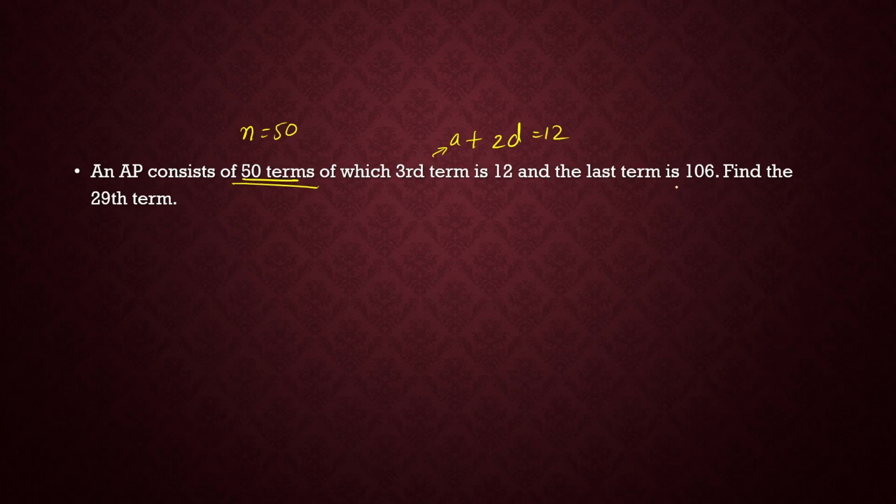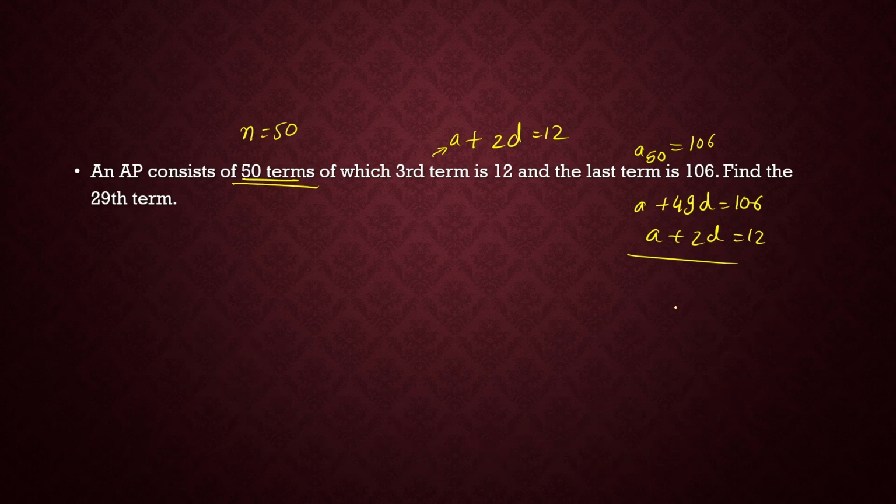And the last term means what is the last term? A50. That is equal to 106, right? Because there are totally 50 terms, that means the value of n is also 50. So what is A50? A50 is nothing but A plus 49D is equal to 106. And A plus 2D is equal to 12. So now just subtract these two equations, and you will be getting the value of A and D.